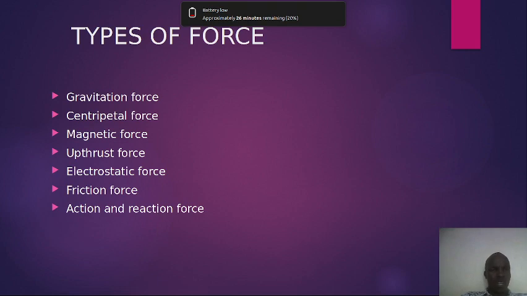We can work out on the types of forces also. Types of forces, as in gravitational force, centripetal force, magnetic force, attractive force, electrostatic force, and action and reaction force.